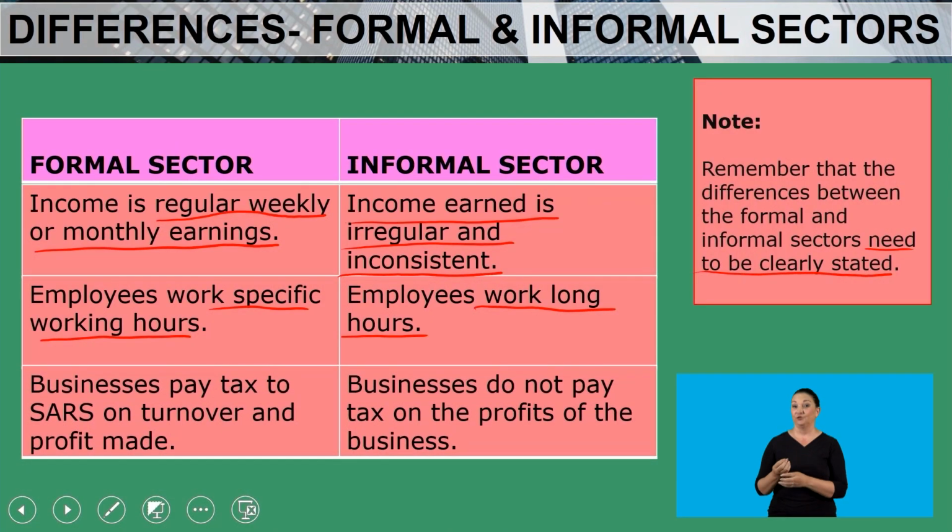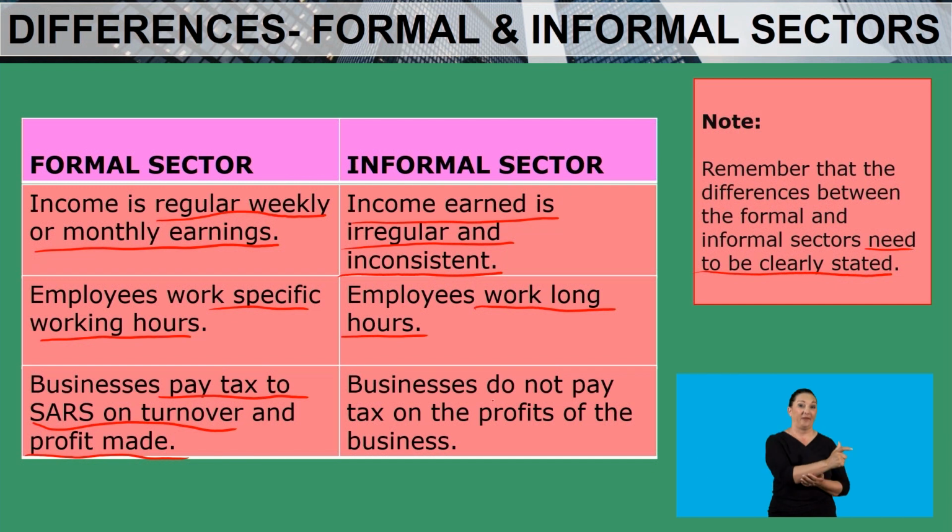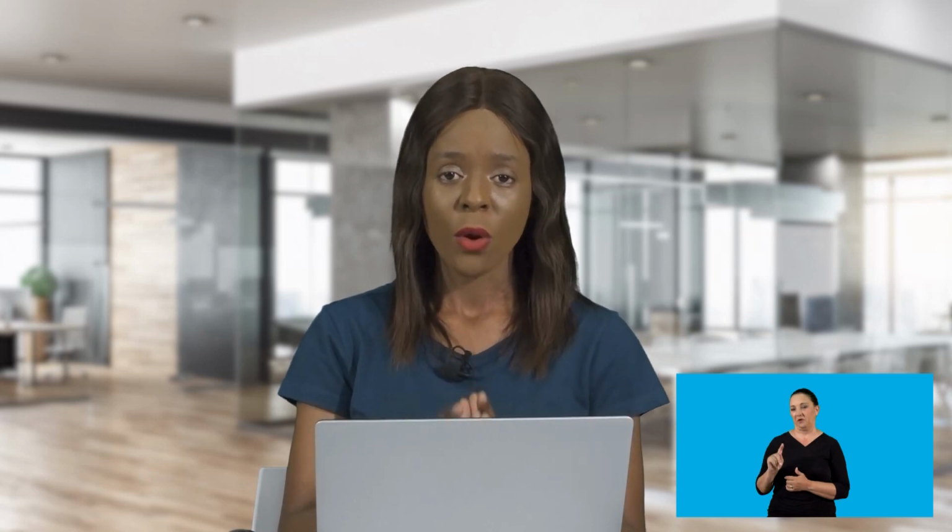Then under the formal sector, businesses pay tax to SARS on turnover and profits made. Under the informal sector, businesses do not pay tax on the profits of the business. So under the formal sector, since it's registered with the CIPC and registered with SARS, on whatever profits that they make, they need to ensure that they pay tax. Those businesses are taxed. When it comes to the informal sector, businesses are not taxed because they are not registered with the South African Revenue Service.